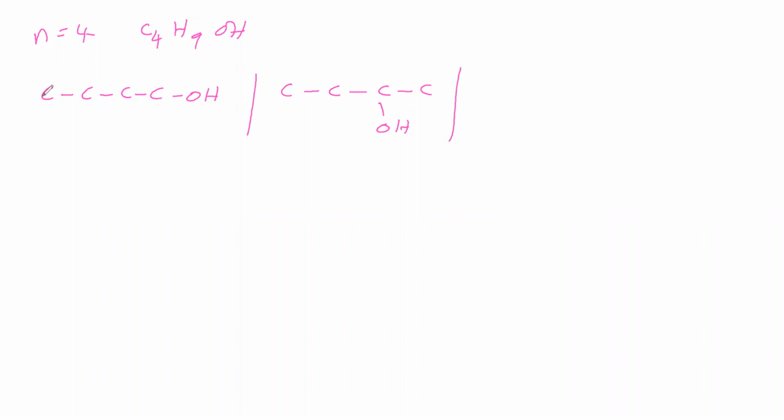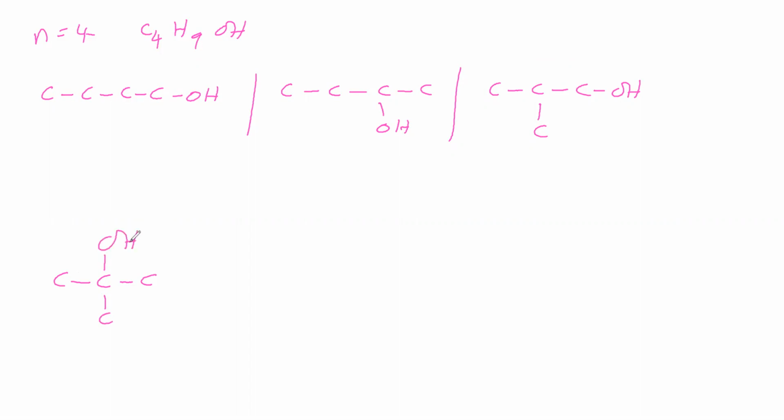Then let us write this last carbon brought to the center. So 3 carbons straight we will write, 1 carbon down we will write. This OH we will write at the first carbon itself. Next, we will write this OH group at this center carbon. Then we will get like this.